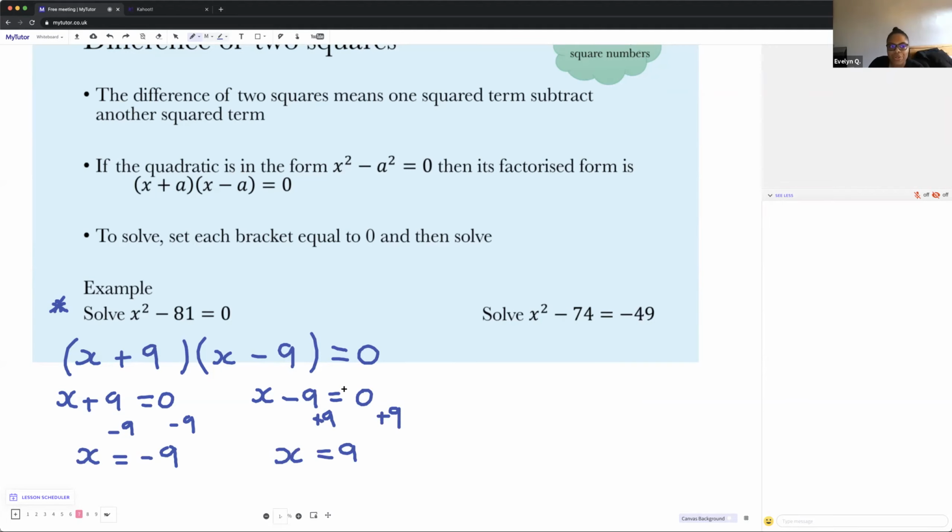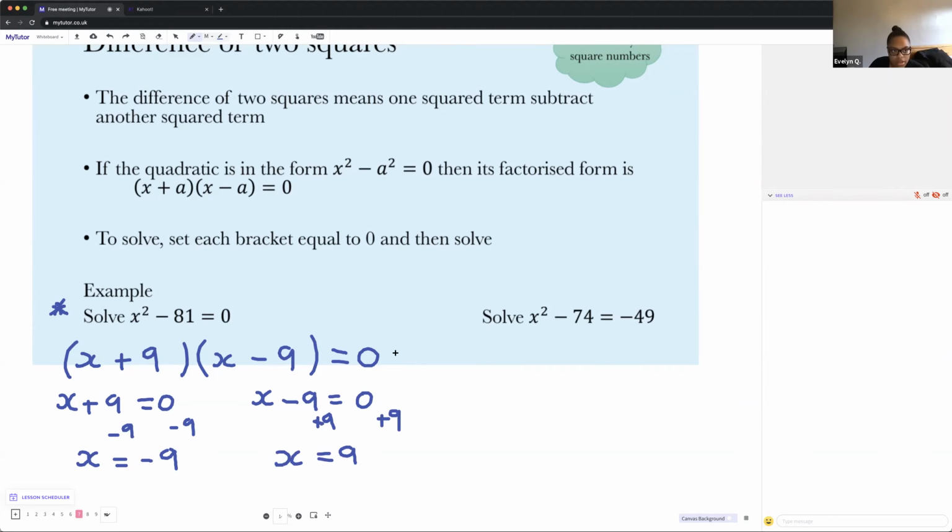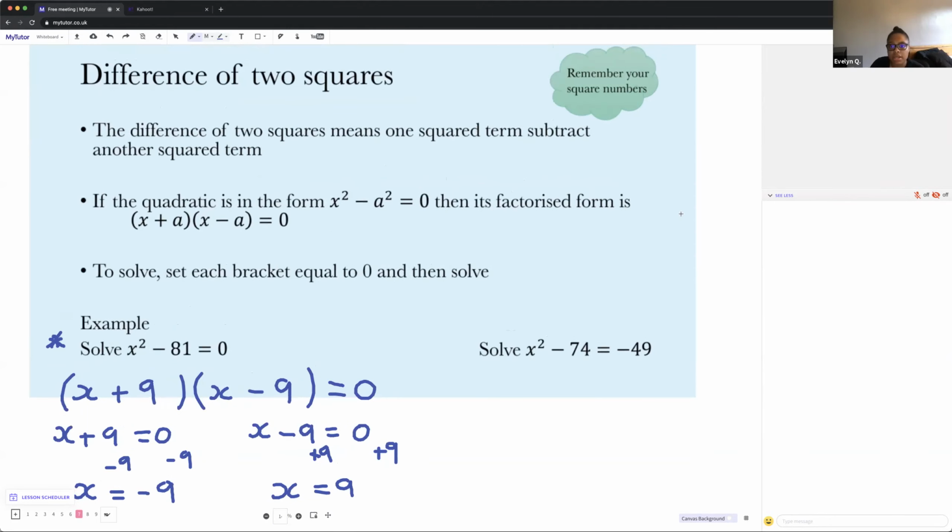Using these steps, what I'd like you guys to do is have a go at this example question on the right over here. A little hint is to make sure your equation equals 0 first. So you're going to have to rearrange this equation in some way to make sure it equals 0 and then solve it. So while you guys are doing that, I will answer some more questions.